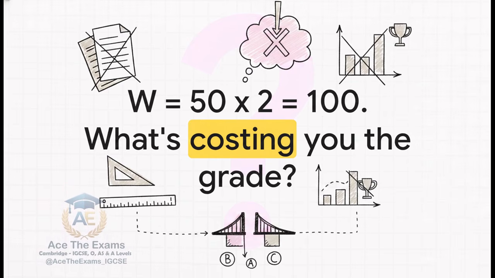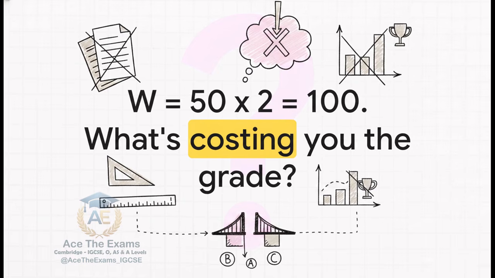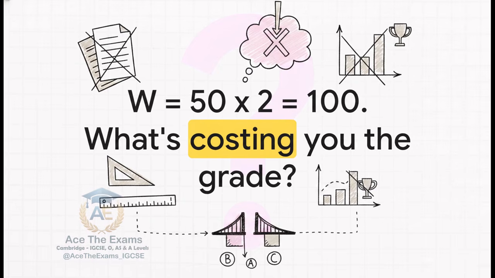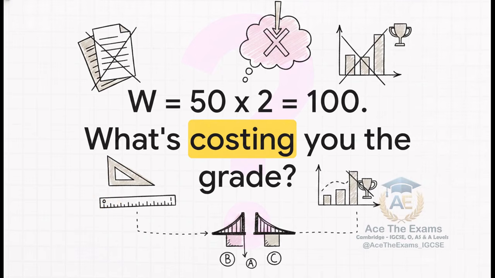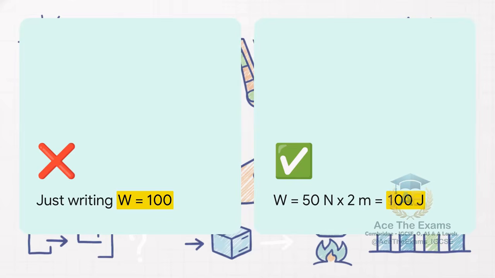The examiner absolutely cannot give you full marks for a naked number. You're leaving valuable method marks entirely on the table. And honestly, when the stakes are incredibly high, missing these foundational components is exactly what drops a student from an A down to a B or a B down to a C. So here is your first quick win to fix that.